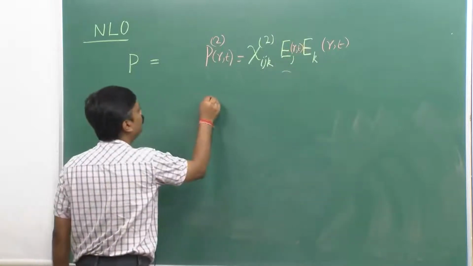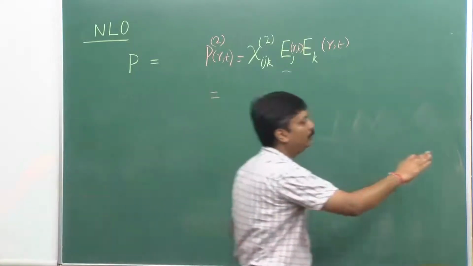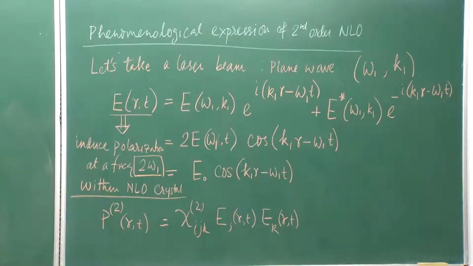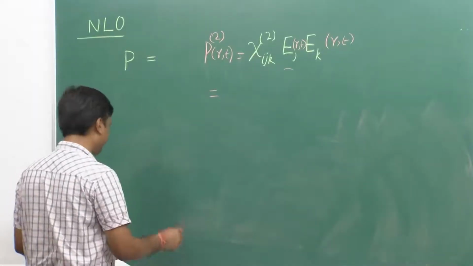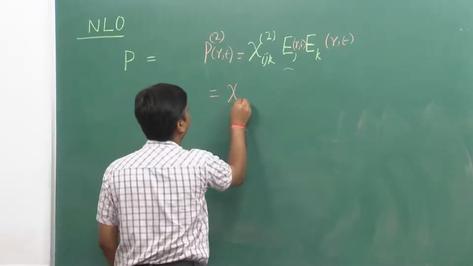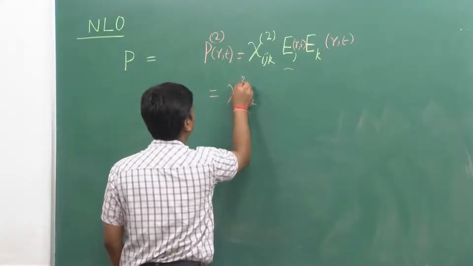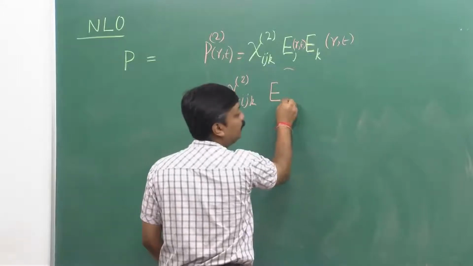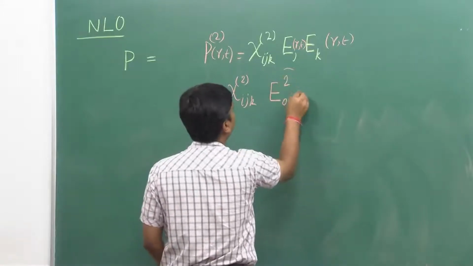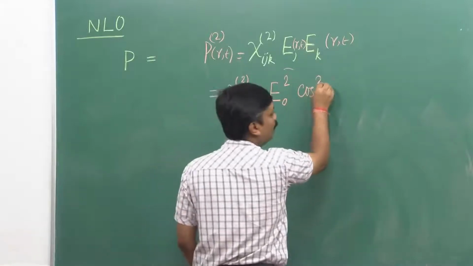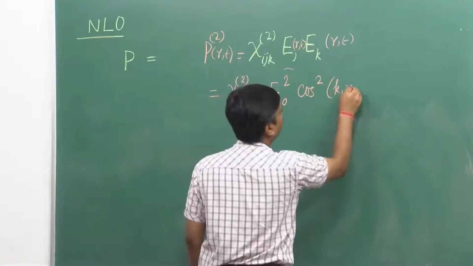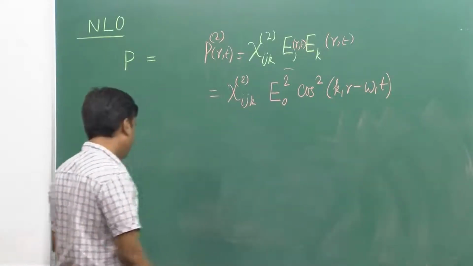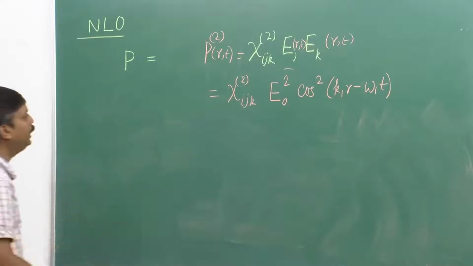Now, what we will do, we will put this value of E there. Okay. So, if I do that, what will I get? I will get the following. So, I have E0 square cosine square k1r minus omega 1 t, correct. So, this is what we will get.